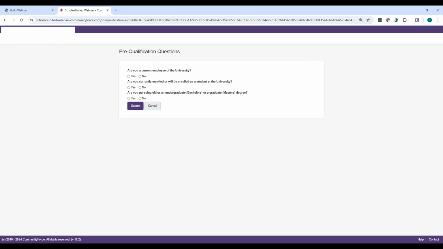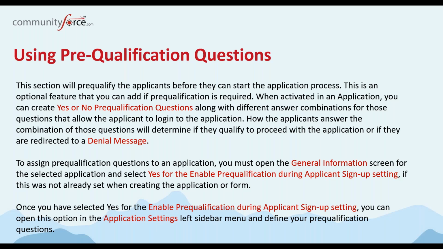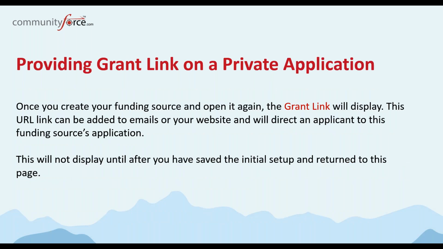So that is pre-qualification questions. So that's one way you can pre-qualify. If they don't meet the qualification, then you've limited those applicants so they cannot apply to this application form. So what's another way that you can keep applicants from applying?